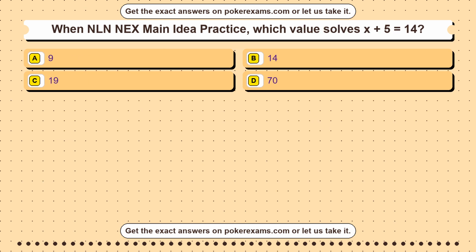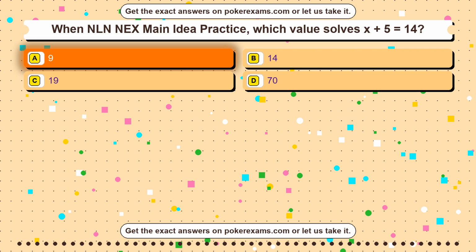Question 9. When Get History Practice Test, which paragraph part usually introduces the main point? Option A, topic sentence. Option B, citation page. Option C, footnote. Option D, page number. The correct answer is option A.